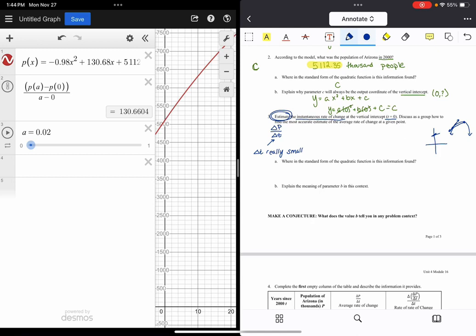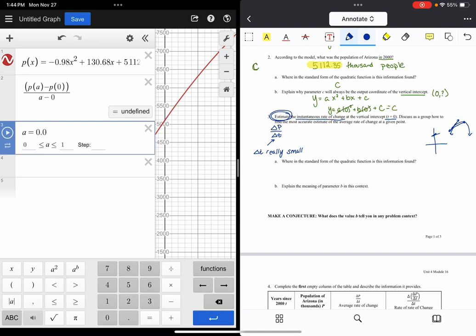So notice now I'm at 0.02, so I'm getting a little closer. I'm actually going to switch to typing. 130.67 when I have a hundredth as my difference. But what if I make it a little smaller? Now I'm at 130.679, or I could even make it smaller.